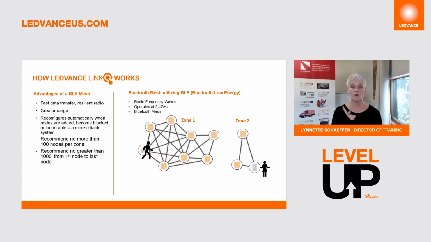Now, with any wireless system, you do need to understand that each node, each device has its own communication range. With the Link system, it can range from 40 feet up to 347 feet line of sight. If you do incorporate a range extender, that can go all the way up to 1,000 feet, again, line of sight.